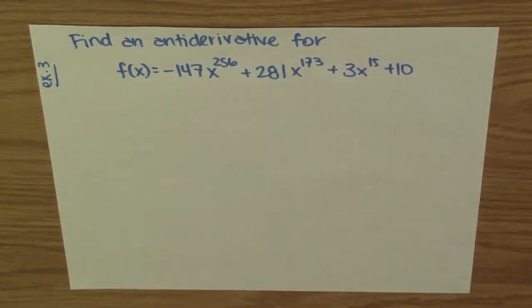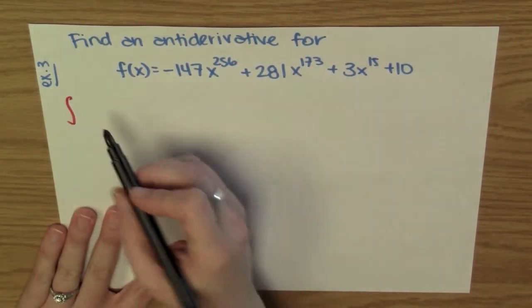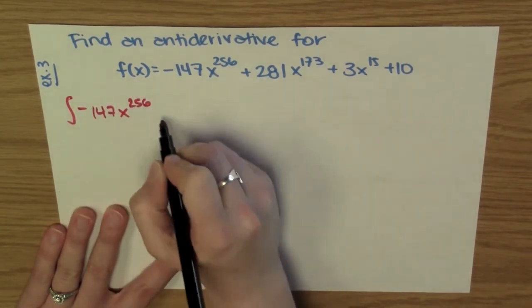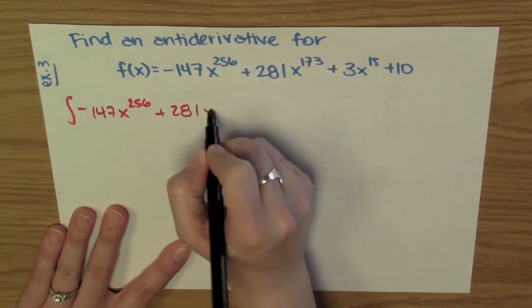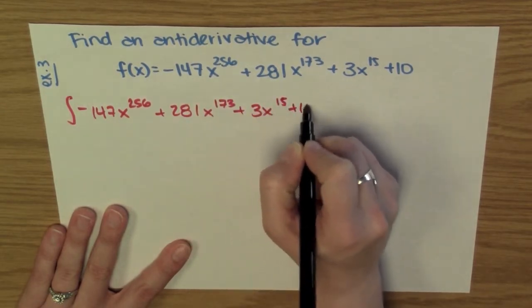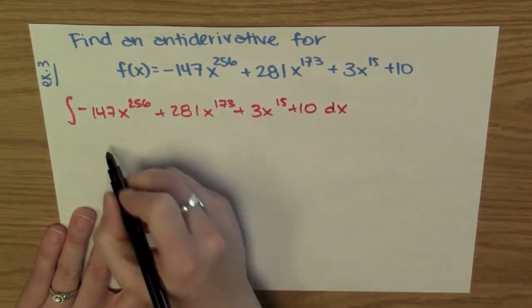Ramping up the difficulty again for example 3, this time we want to find an antiderivative for the function f of x is equal to negative 147x to the 256th power plus 281x to the 173rd power plus 3x to the 15th power plus 10. So I take the antiderivative of negative 147x to the 256th plus 281x to the 173rd plus 3x to the 15th plus 10. And what do I get?